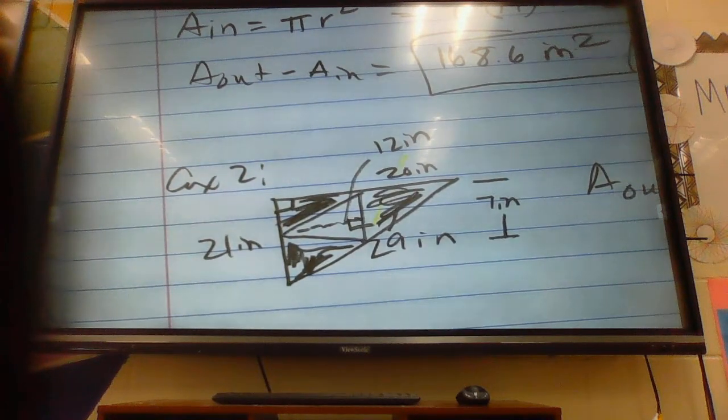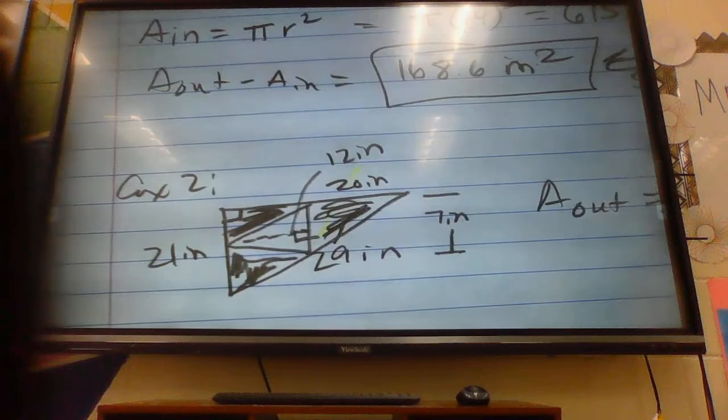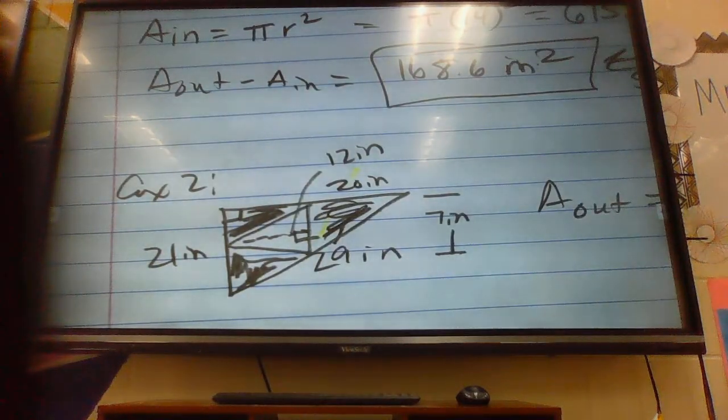1/2 times base times height, right? So we want the big triangle, right? So somebody tell me what two numbers I'm going to use to find area of that triangle.